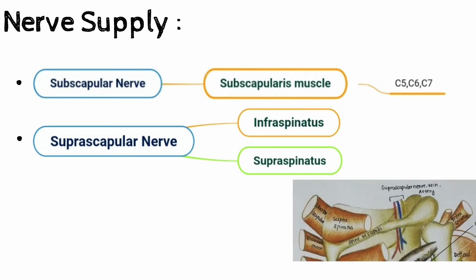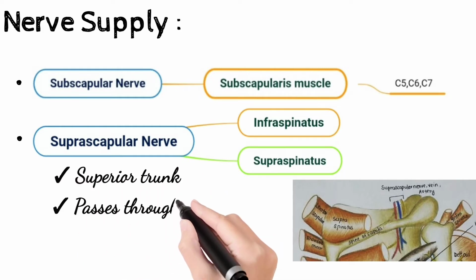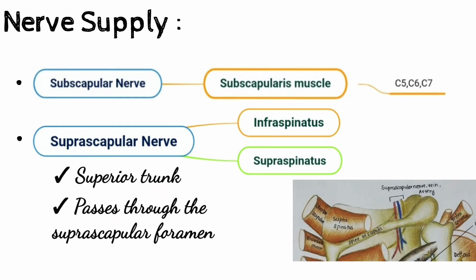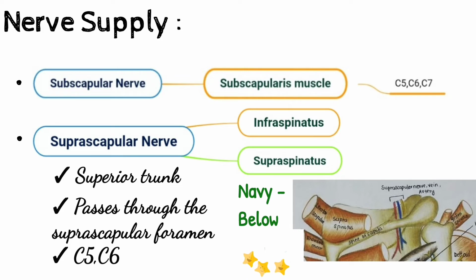It originates from the superior trunk of the brachial plexus and passes through the suprascapular foramen. As we have already studied, the nerve flows below the bridge, that is, the suprascapular nerve lies below the suprascapular ligament, while the artery is above the ligament. Its root value is C5 and C6.